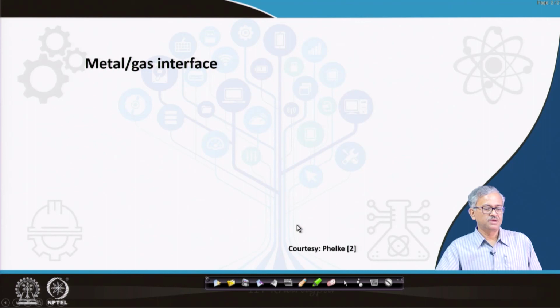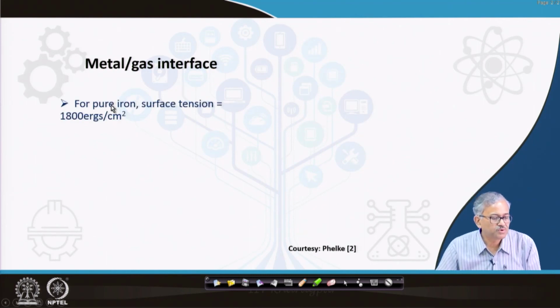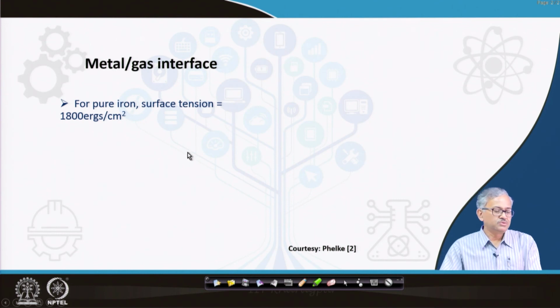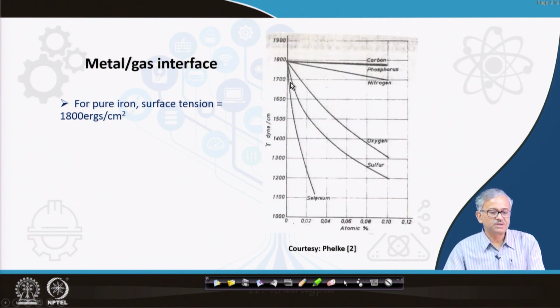This is important. So, another is the metal gas interface. This is also an important interface. For pure iron, surface tension is 1800 ergs per centimeter square at the metal gas interface. And the metal gas interface surface tension also can be reduced by using surface active elements. In presence of oxygen and sulfur, you can find how the surface tension decreases from 1800 to about 1200.